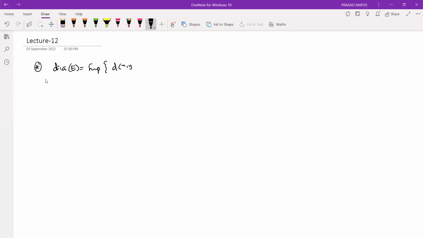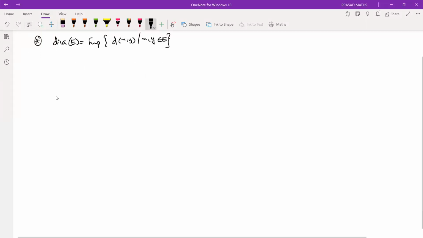All possible distances between any 2 points of the set. And some of the properties I'm going to discuss.